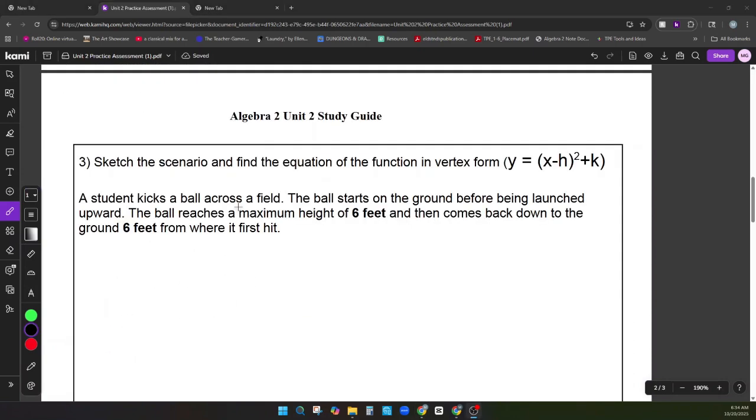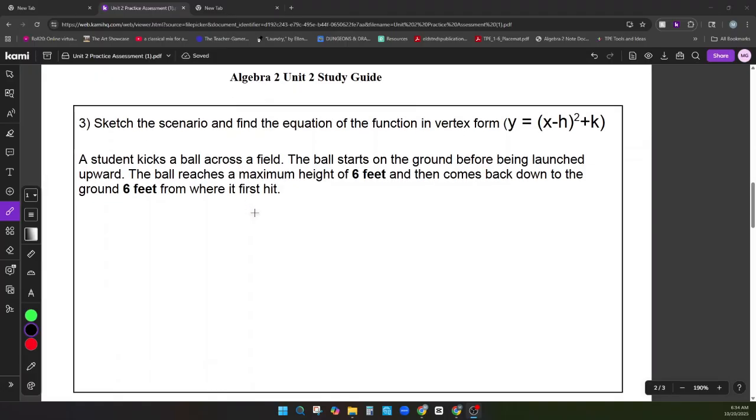For number 3, number 3 is asking us to sketch the scenario to find the equation of the form y equals a(x minus h) squared plus k. Can't forget that a value there. Unfortunately, that was a typo on here. So let's look at the situation.